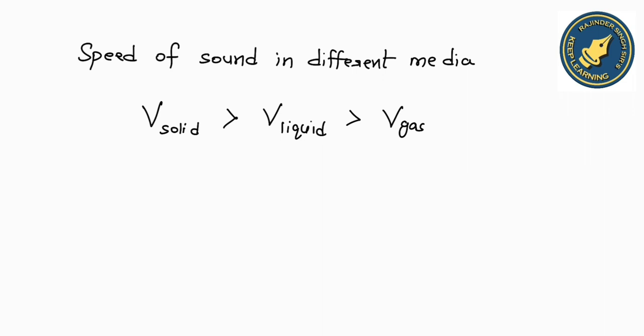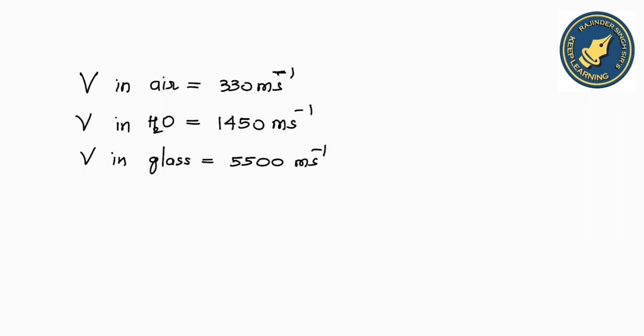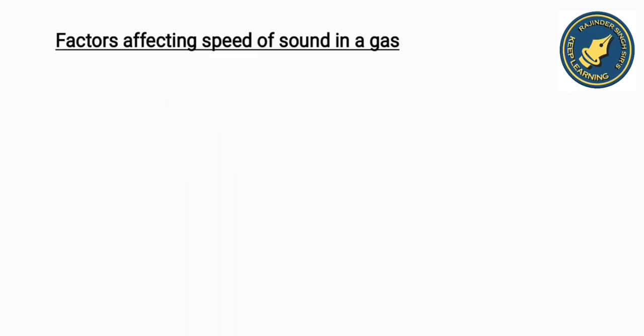Okay. Here is the example. Speed of sound in air is approximately 330 meters per second. In water it is 1450, and in glass it is 5500 meters per second. So clearly it is fastest in solids.